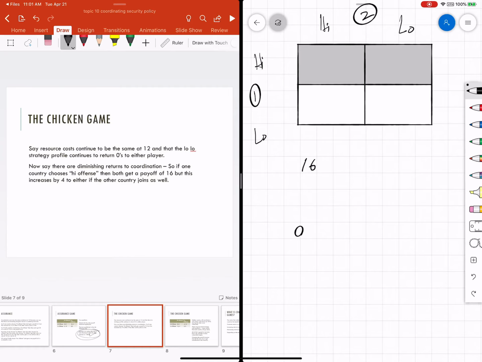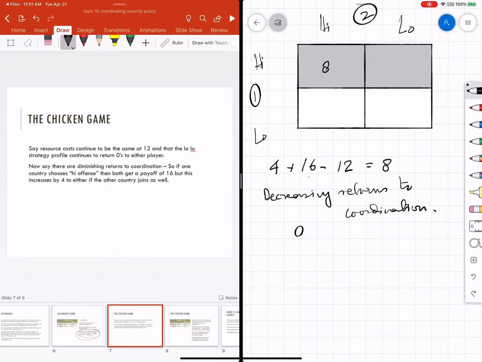So if I choose high and nobody else chooses high, I still get a benefit of 16. But of course, I have a cost of 12. But if the other person also chooses high, then that's a plus 4. So notice that plus 4 is less than 16. So what we have are decreasing returns to coordination. That still gives us 8, by the way. So up here, we still have 8.